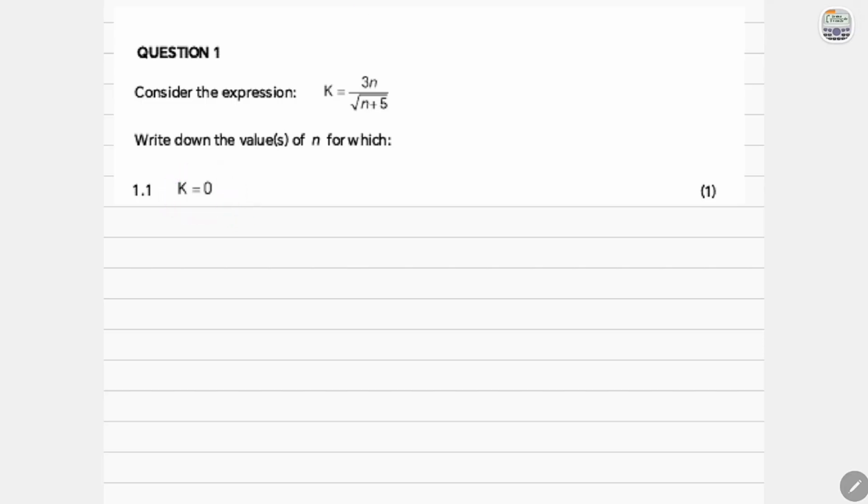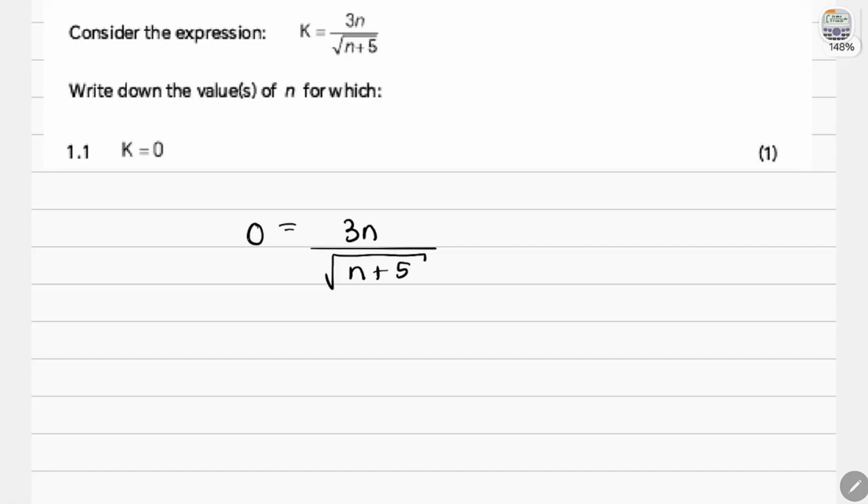Okay, so they said k is equal to 0. You see k? Just make it equal to 0. So we'll say 0 equals 3n all over the square root of n plus 5. And they want us to solve for this equation.